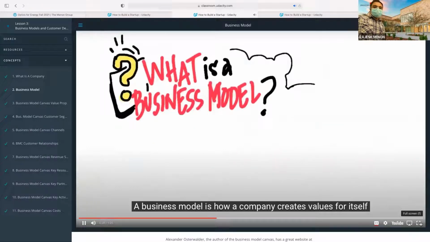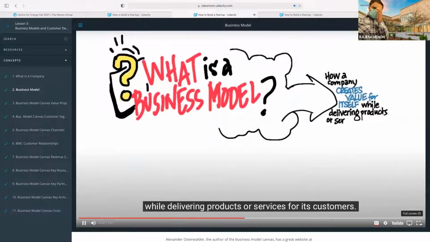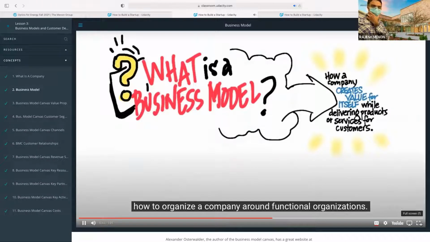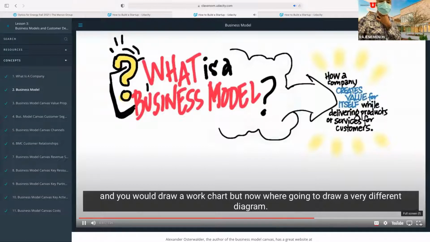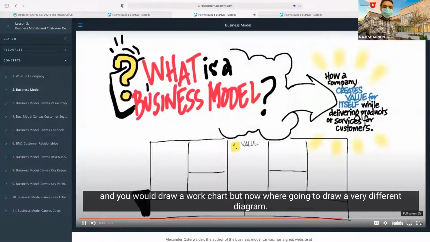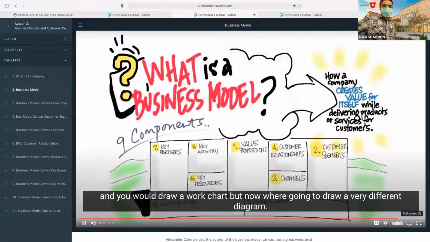And a business model is how a company creates value for itself while delivering products or services for its customers. Now, if you think about it, in the old days, we think about how to organize a company around functional organizations. We think, no, a company is about its sales department or its engineering department, and you would draw an org chart. But now we're going to draw a very different diagram. We're going to draw a diagram how to think about all the pieces of a business. And so let's take a look at these 9 boxes. 9 boxes to describe any company from the world's largest to a 2-person startup starting in your parents' garage.